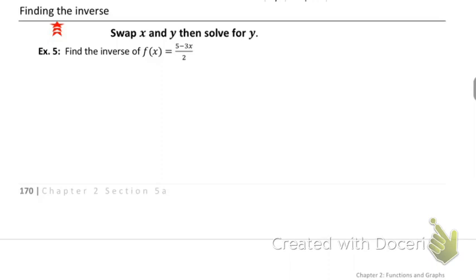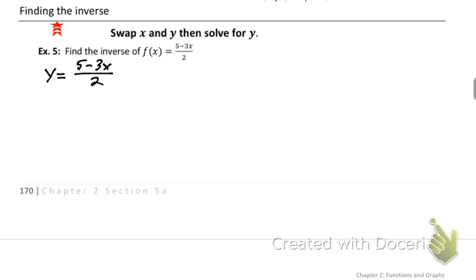All right. In order to find an inverse, all you have to do is swap your x and y values and then solve for y. That's all you need to do. So in this case, it says find the inverse of f of x equals 5 minus 3x over 2. So what we really have is y equals 5 minus 3x over 2. To find the inverse, you're just going to flip your y and your x values and solve.